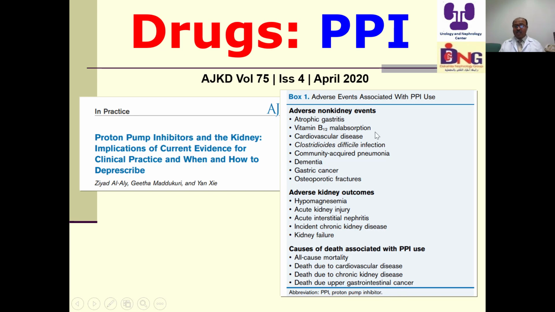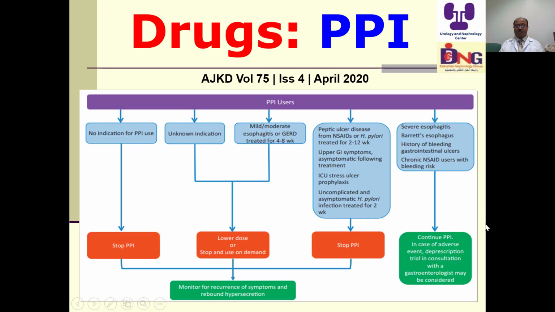And here I want to say that you can even find a cocktail of infections beyond these. And more importantly, there are some drug interactions that are usually neglected. So this is regarding the adverse effects. So what to do? What is the rationale of using them? If there is no indication for proton pump inhibitor use, stop them, please. If the indication is unknown, lower the dose or stop them.